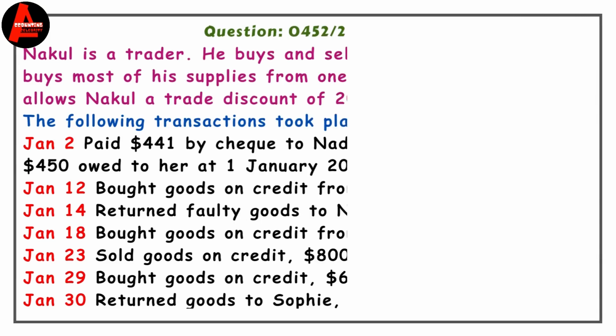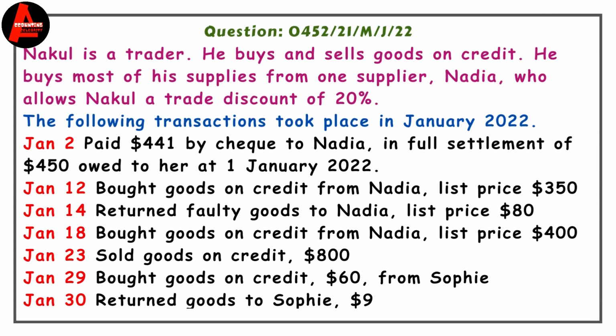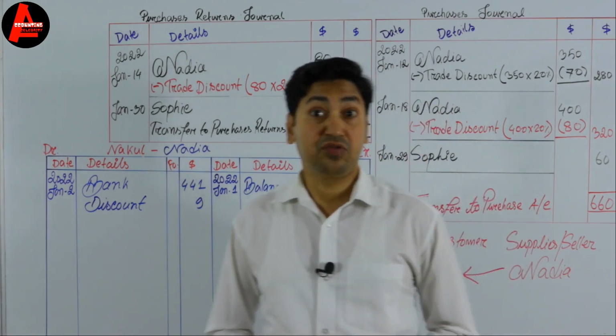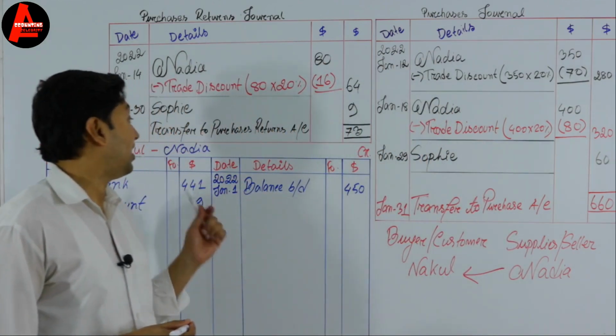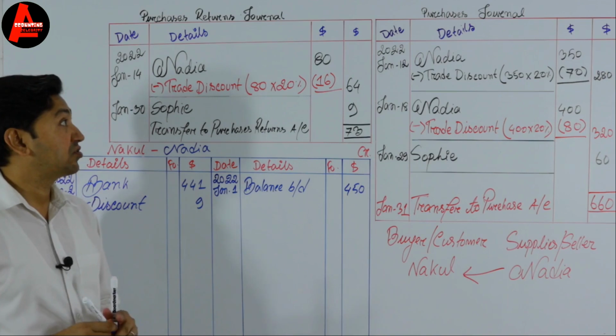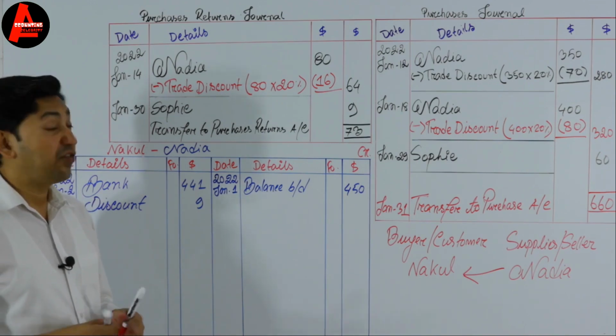Let us have a look at the questions once again. January 12, bought goods on credit from Nadia. January 14, goods fully returned to Nadia. January 18, goods bought on credit from Nadia. January 23, sold goods on credit, this will not be included. 29, bought goods on credit from Sophie. Sophie's account we are not preparing, we are preparing for Nadia, so only Nadia's related transactions will be included. So forget about the questions.